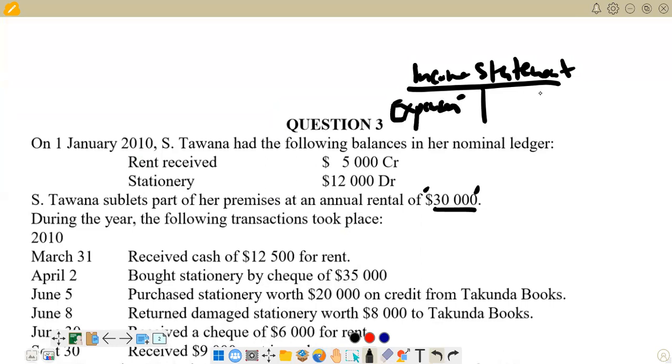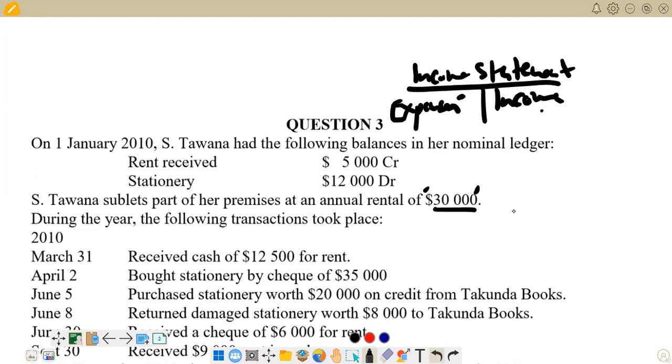On the debit side we have expenses, and on the credit we have income. So this is rent received, so it's income. So it's going to be on the credit of the income statement. So the double entry basically now entails that we should credit this income statement since it's an income, and then we are going to transfer the amount from the rent received account.